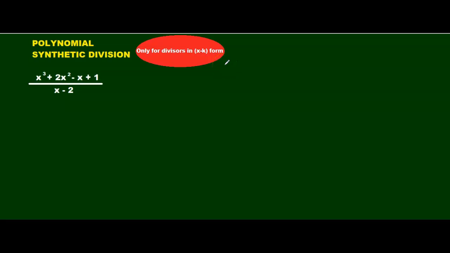In my previous video, I covered polynomial long division, and for this video, I'm going to cover synthetic division. This will be a lot easier than long division, but only applies for divisors in the form of x minus k. As you can see in this example, I have the divisor x minus 2, so it's in the form of x minus k.